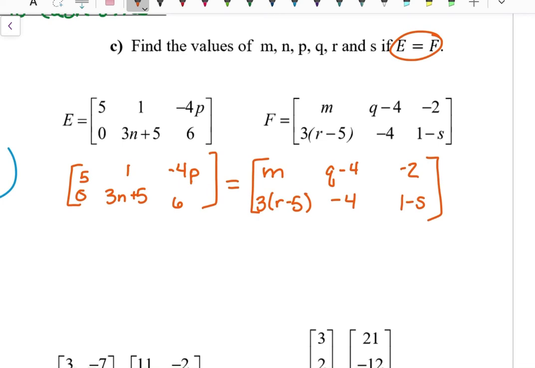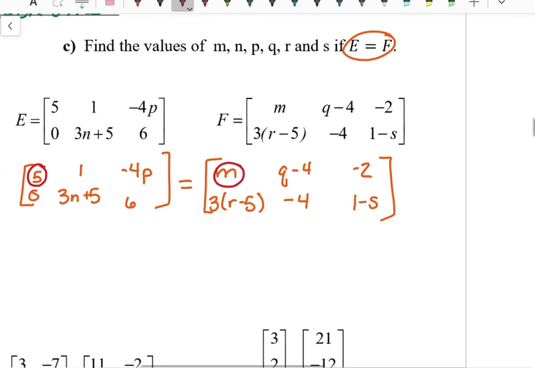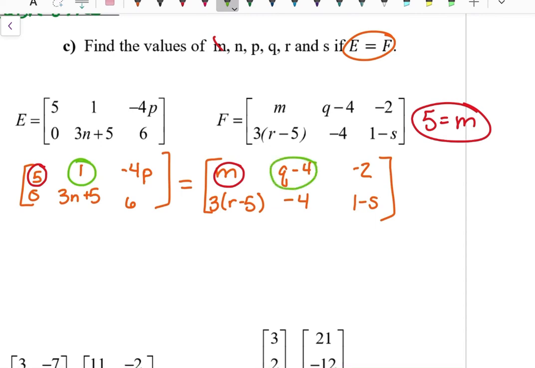So let's go through and match up each of our corresponding parts. I'm going to start with the top left corner. And you can see that right away we know 5 is equal to m. So 5 equals m. That's one variable done. Okay, next one, we can see that 1 and q minus 4 go together. So I'm going to do 1 is equal to q minus 4. Add the 4 over, so add 4 plus 1, and you get 5 is equal to q.